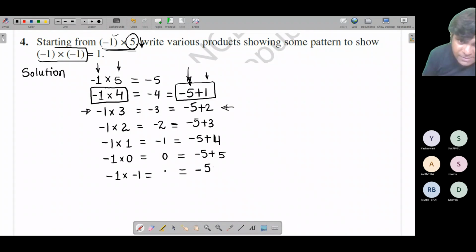So here in the last case of the sequence, the first number should be as it is, but the next should be 6. And finally, you get 6 minus 5, which is 1. Getting it? Yes, sir.